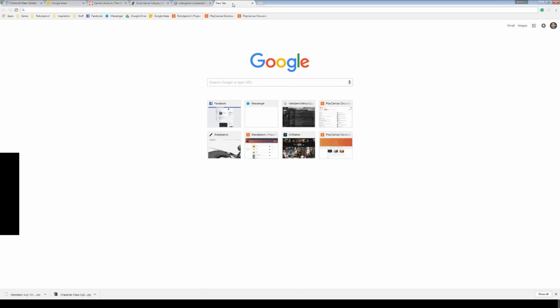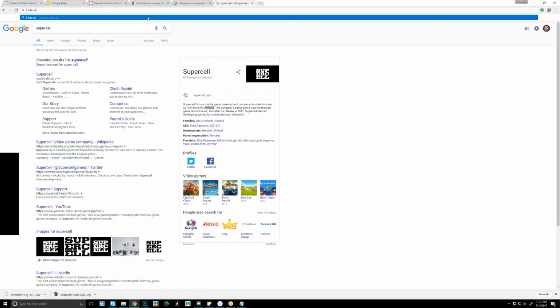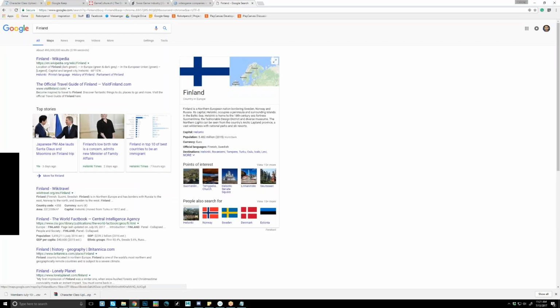Supercell. Where are these guys from? Finland. I don't know my geography. How close is Finland to Switzerland? Not that close. Yeah, it's like where Sweden and all those other places are.